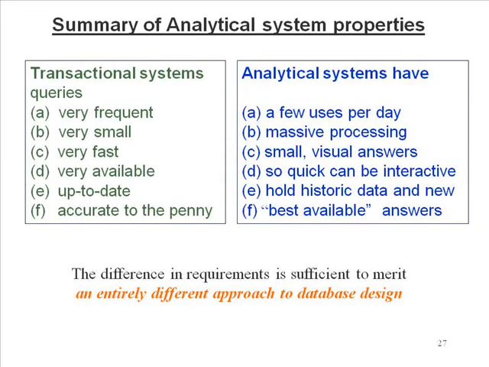We have listed here a summary of the transactional versus analytical systems properties. On the left, we show the transactional systems. Very frequent queries, very small questions requiring almost instant answers. The system needs to be very available, otherwise the business cannot sell things. Data must be up to date, and accuracy to the penny is essential.